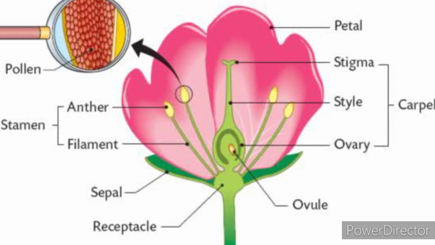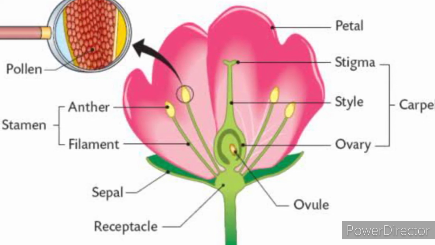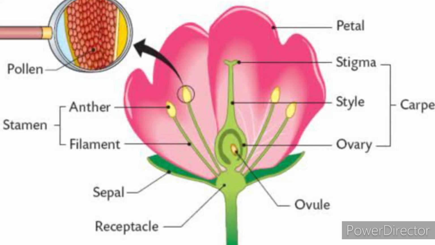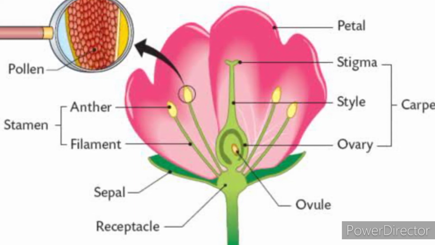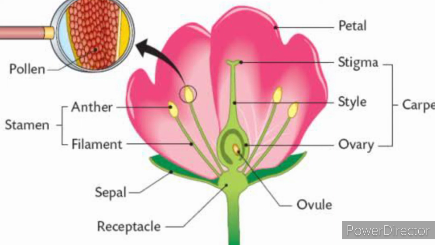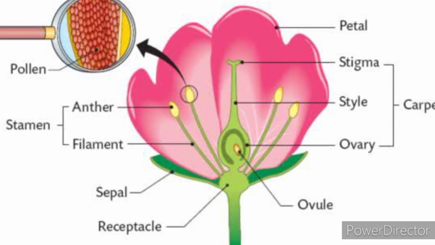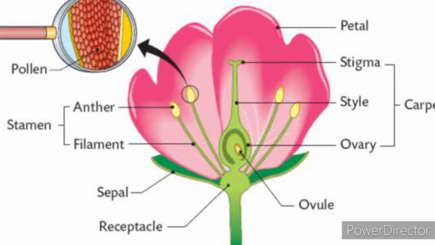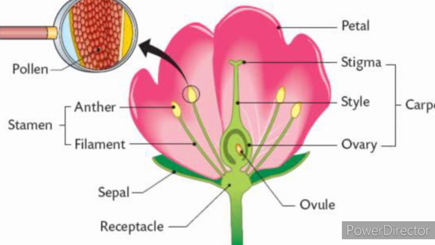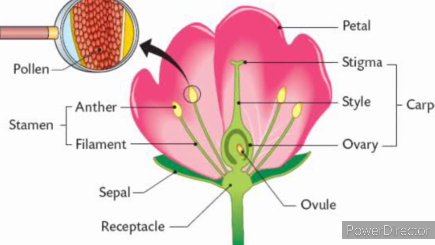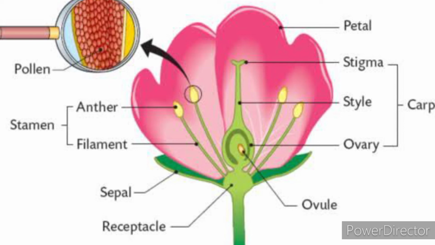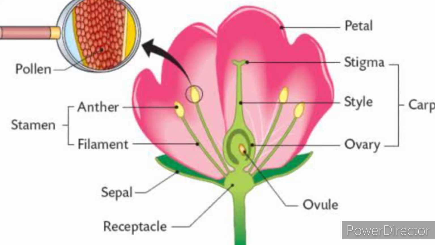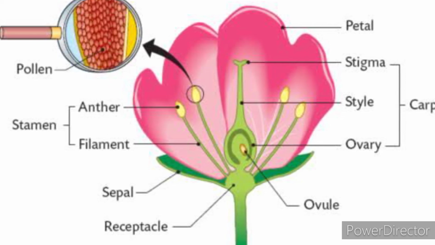Each pollen grain grows a tube. It's called pollen tube. The transfer of pollen grains from anther to the stigma is called pollination. Pollen tubes grow through the style to reach the ovary. Ovary bears ball-like structures called ovules. The pollen grains fuse with the ovules to form seeds.